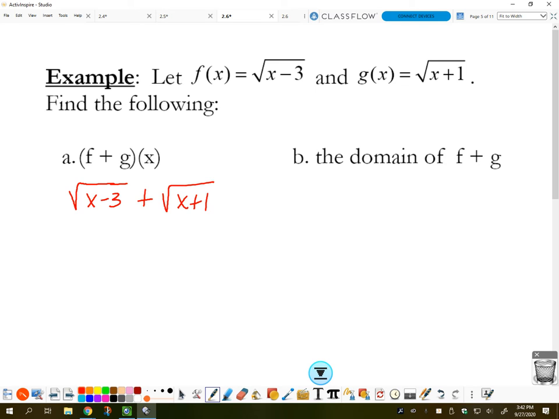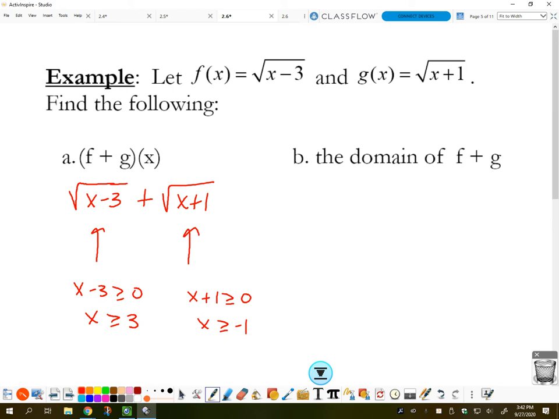So for this one, we need numbers that are greater than or equal to 3. For this one, we need a number that are greater than or equal to negative 1. Well, if we put them together, we've got to make both of those happy. So this is going to have to be like an and statement. I've got to be this and this.